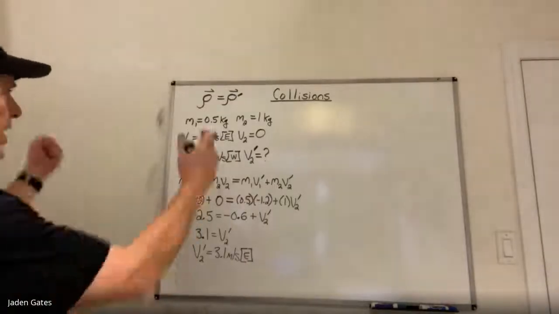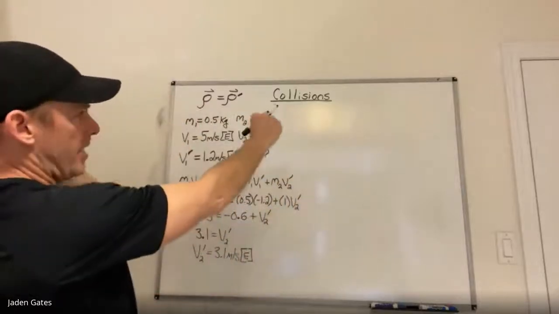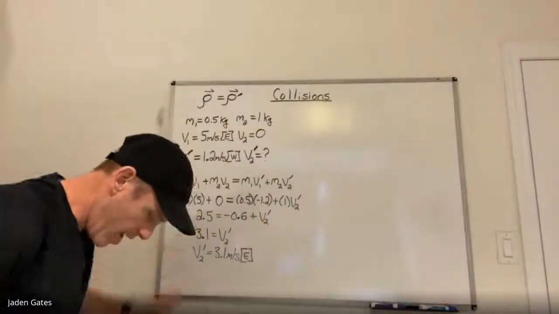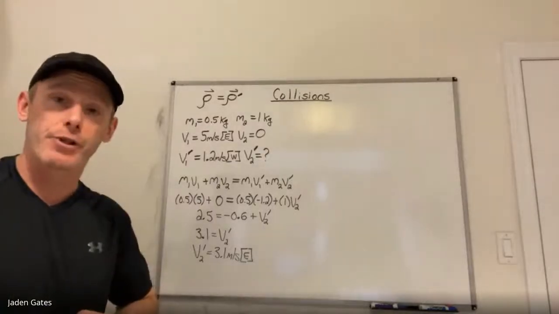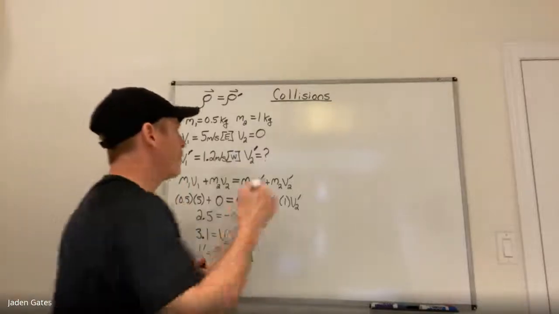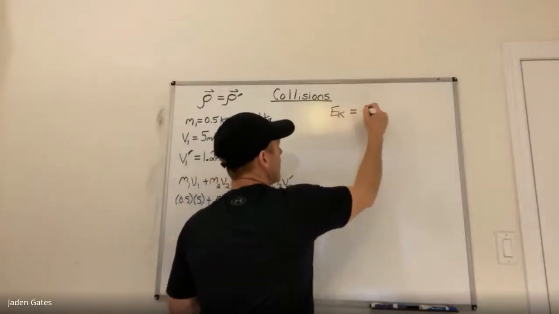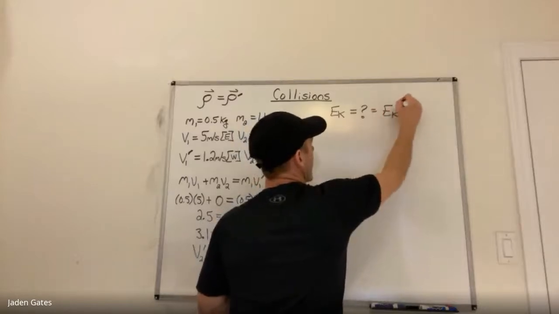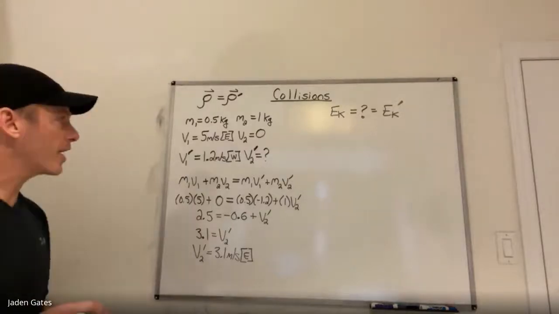So they hit each other: if east is to the right, V1 hits V2, V2 goes to the east, and V1 rebounds back. Now we know the velocity of my second mass after the collision. But again, we're looking at whether this is an elastic collision, so I want to look at the kinetic energy before to see if it is equal to the kinetic energy afterwards. Are they equal? I don't know, so let's check it out.